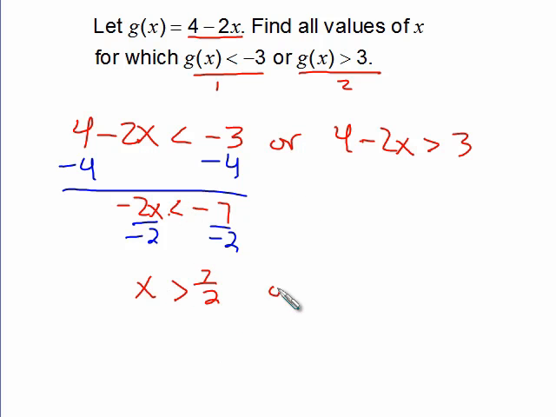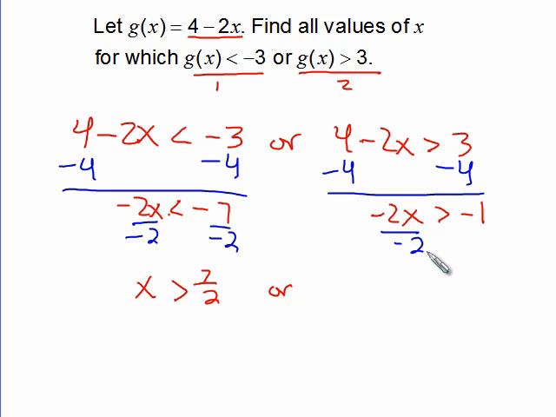I'll go ahead and bring down my or here, and now I need to solve the other one the same way. So isolating x, I need to subtract 4 from both sides. This gives me negative 2x is greater than negative 1. Once again, I'm dividing by a negative, so divide by negative 2 here. Which, to keep a true statement, I must change the direction of my inequality. So x must be less than 1/2.